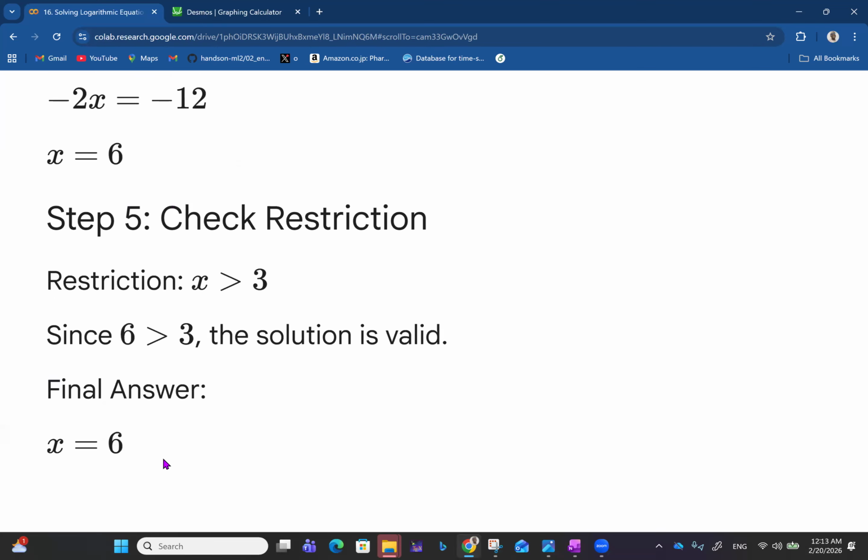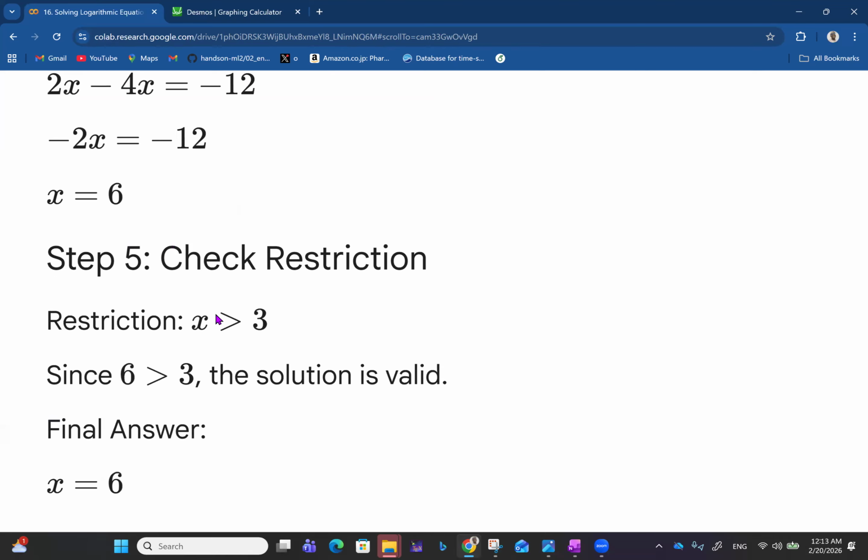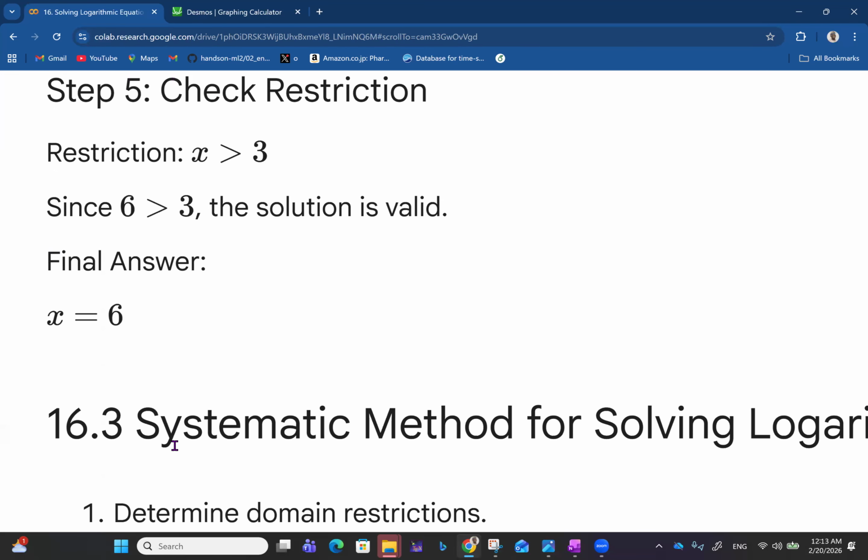If you check the restriction, the restriction says that x should be greater than 3. And since 6 is greater than 3, the solution is valid. So our final answer here is that x is equal to 6, like that.